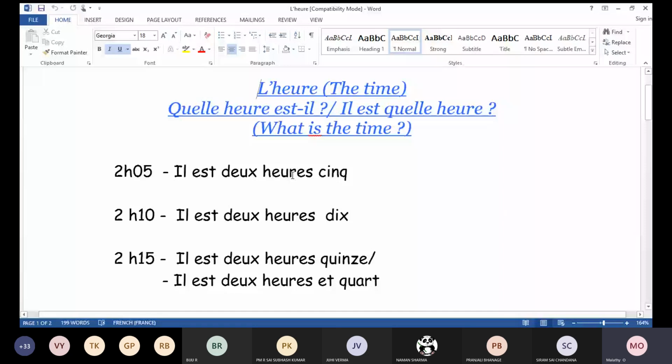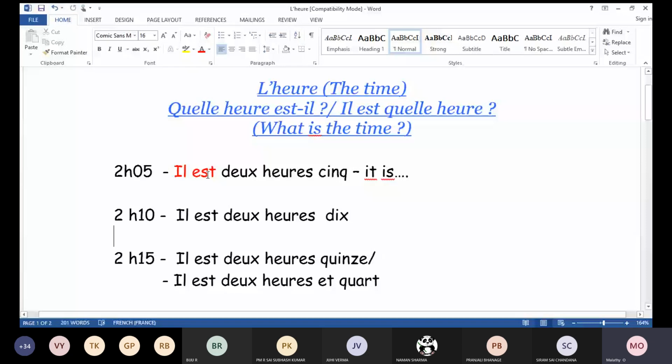So you could see the timing. Since the question is asking the time, the answer begins with il est, it is. So this is how you have to start expressing the time. You'll have to use the words il est, which means it is. You would have learned it as he is, but here it's referring to the time. So it is, right? Il est.